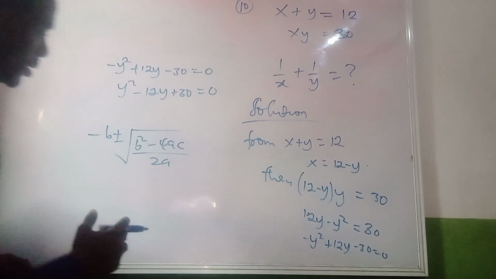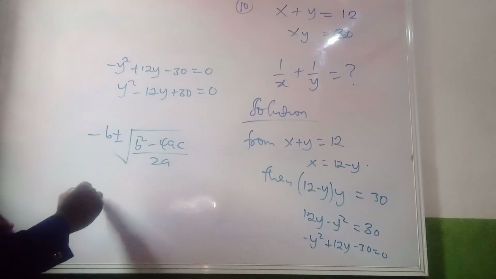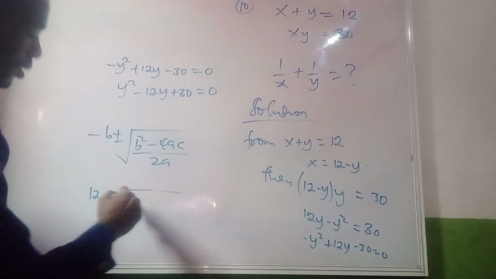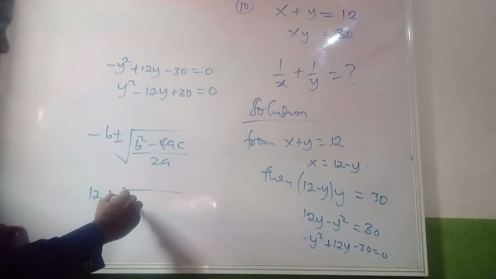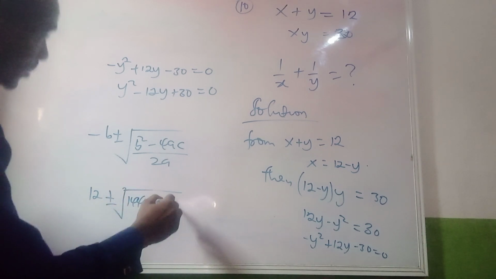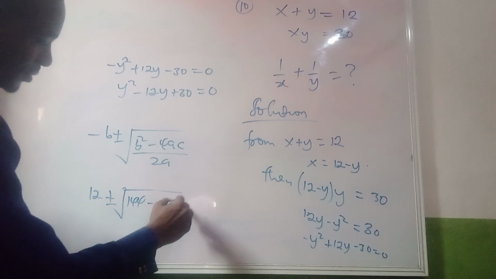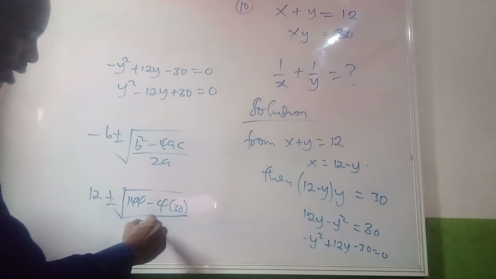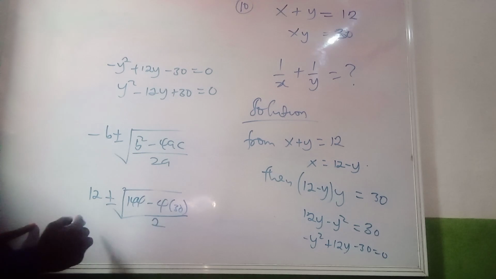Okay, let's use this. b is 12. Minus b is minus 12, plus or minus the square root of b squared, which is 12 squared, minus 4 multiplied by a, which is 1, multiplied by 30, over 2 times 1. Now this is where we are going. We are using the quadratic formula now.